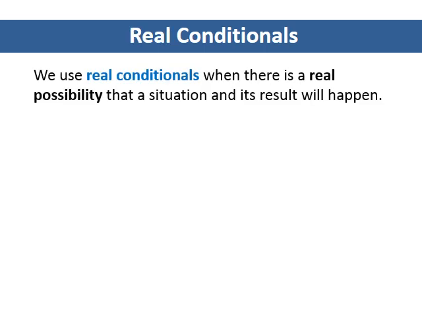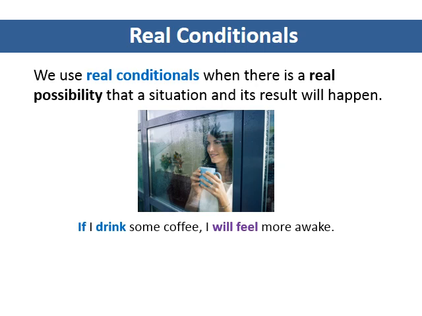Real conditionals. We use real conditionals when there is a real possibility that a situation and its result will happen. Listen to the example. If I drink some coffee, I will feel more awake. When a situation is real or possible, we use the present tense in the if clause. In the result clause, we use will plus the base form of the verb.